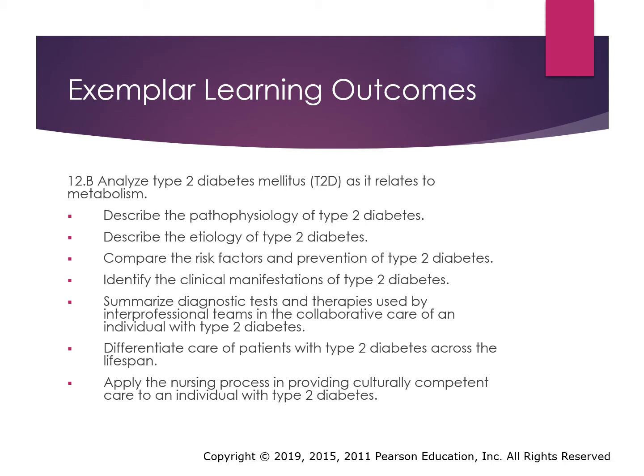Obesity plays a big role in type 2. We're going to look at the signs and symptoms or the clinical manifestations. We're going to look at the diagnostic test. How do we identify that it's type 2 versus type 1? How do we differentiate care of patients with type 2 across the lifespan? And you do see type 2 more in adults than you do in children. And we are going to apply the nursing process on how to assess and educate as well.